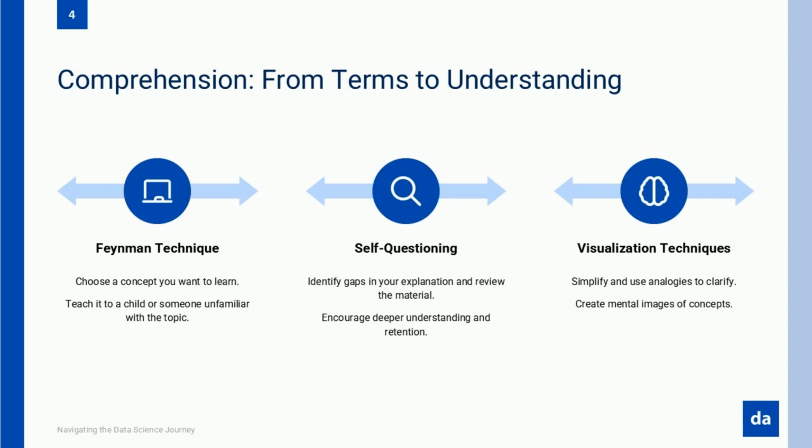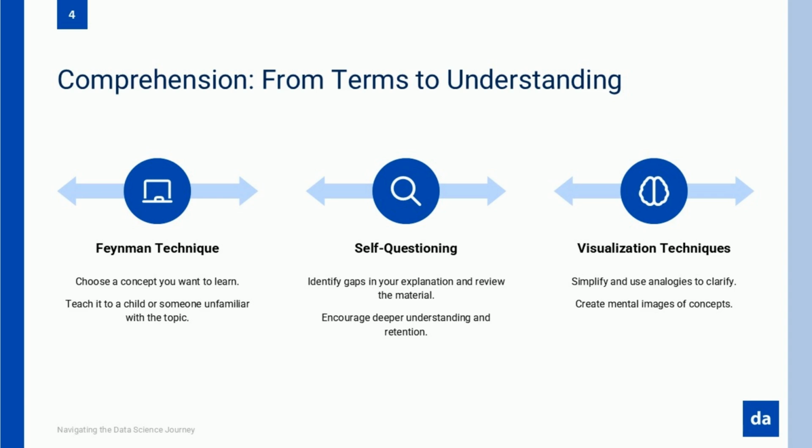For example, could you explain how a classification algorithm makes decisions without using terms like decision boundary or probability threshold? The process of simplifying forces you to confront gaps in your knowledge that jargon might have been concealing. If you can't explain it simply, you haven't understood it well enough.